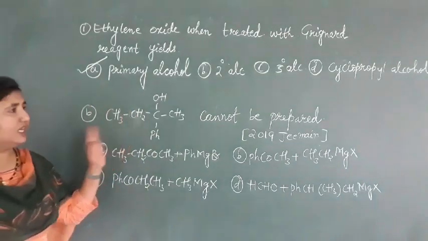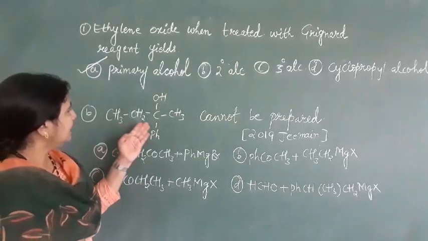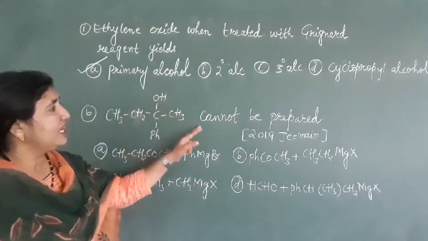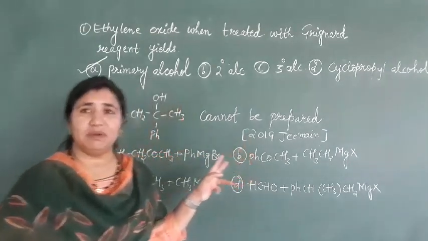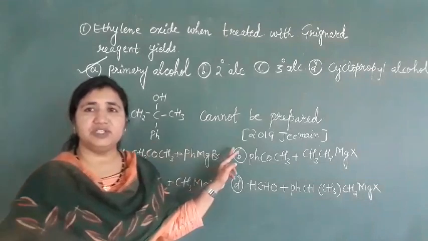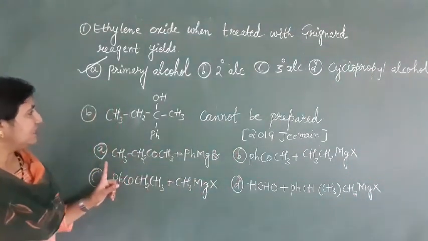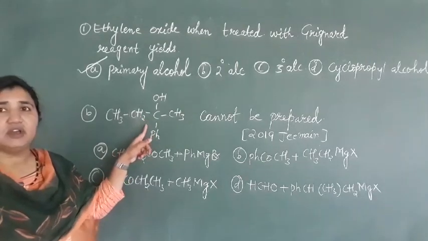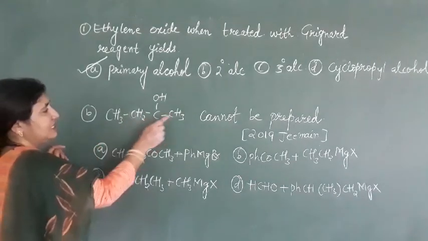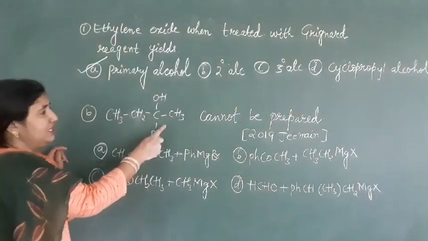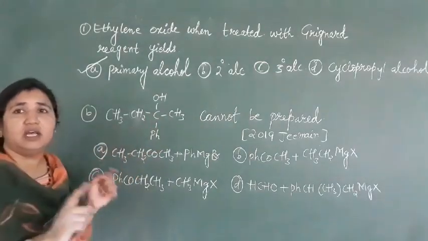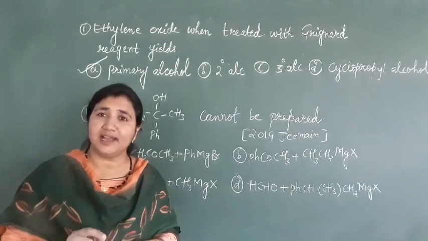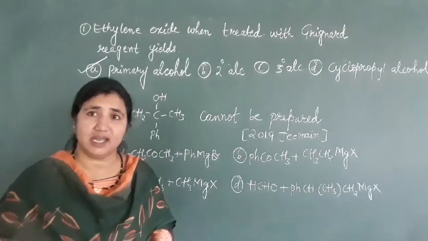Okay. Next question. This is CH3CH2C(CH3)(Ph)OH, where a phenyl group is attached. We are asking which cannot prepare this. This is a 2019 JEE Main question. What is given here? Which type of alcohol is it? This is a tertiary alcohol. This carbon is bonded with 3 other carbons, and phenyl group means carbon only. So this is a tertiary alcohol. A tertiary alcohol we get when the Grignard reagent reacts with acetone.